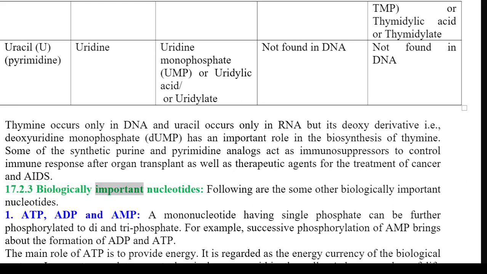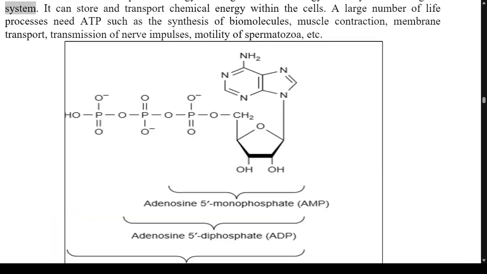17.2.3 Biologically important nucleotides. Following are some other biologically important nucleotides. 1. AMP, ADP, and ATP. A mononucleotide having a single phosphate can be further phosphorylated to di- and triphosphate. For example, successive phosphorylation of AMP brings about the formation of ADP and ATP. The main role of ATP is to provide energy. It is regarded as the energy currency of the biological system.